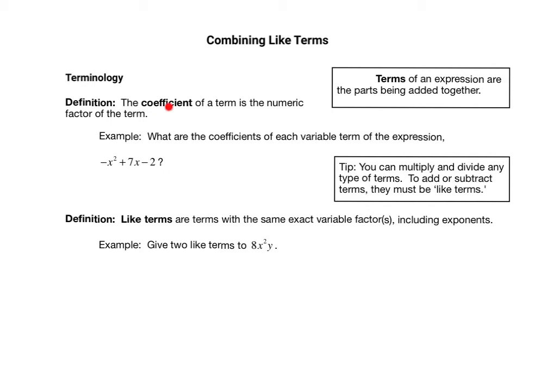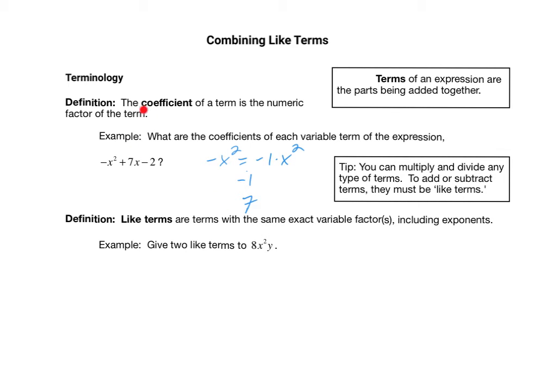First is the idea of a coefficient. The coefficient of a term, and again, a term is the parts being added together, is the numeric factor of the term. So what are the coefficients of each of the variable expressions in this right here? This is not a variable expression, so we wouldn't be worrying about that, but this and this are. So the coefficient of the opposite of x squared, remember the opposite of x squared is negative 1 times x squared, is negative 1. 7x has a coefficient of just 7. Negative 1 is the coefficient of this term, and 7 is the coefficient of this term.